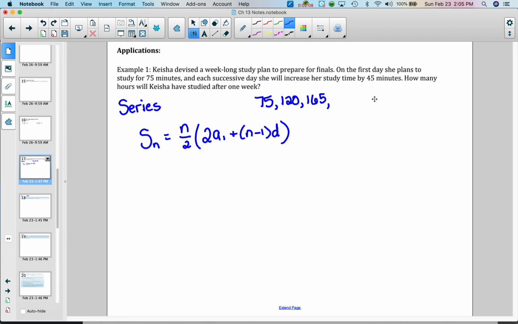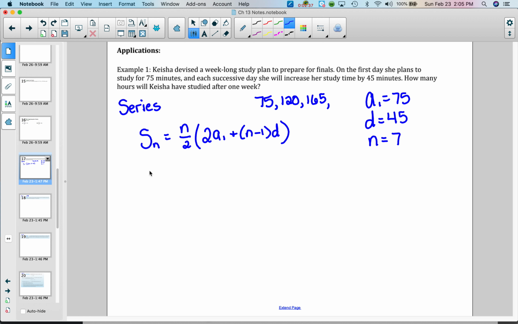Now, we know a sub 1 is 75. We know d, the common difference, is 45, and we know n, assuming a 7-day week, is 7. I guess if you were assuming just a 5-day, Monday through Friday, take the weekend off kind of week, then you'll be in for a rude awakening when you get to college because you'll find you have to study on the weekends. Anyway, so we're going to go with n equals 7.